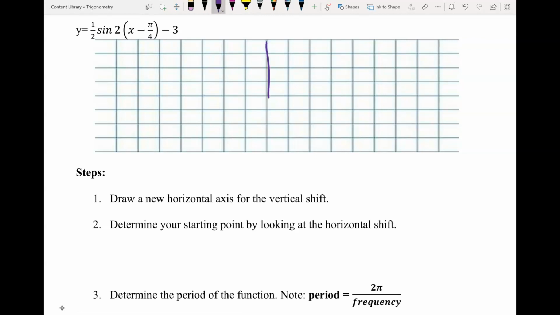Before we begin, I'm just going to draw our x and y axes. The reason why I'm drawing my x-axis so high is because I do need to shift everything down 3, and I need the room for that.